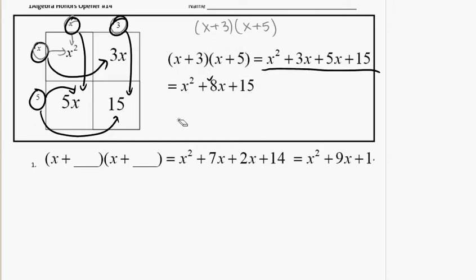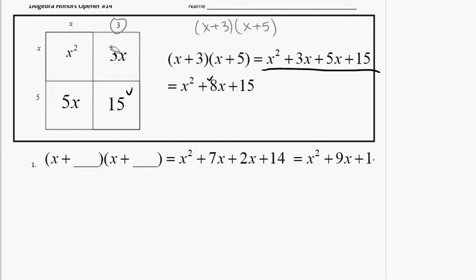And now you should be able to work backwards, because we're going to start to think about, well, what if I was given the answer? How would I come up with the question? So, let's look at this. We're told here that the answer is x squared plus 9x plus 14.